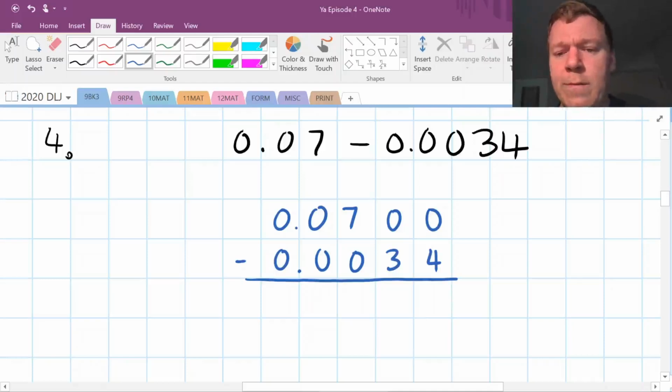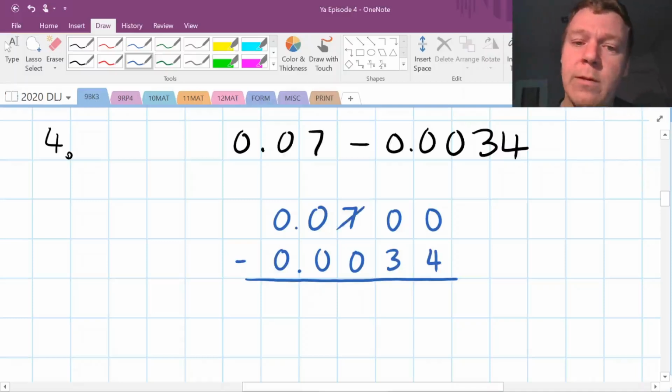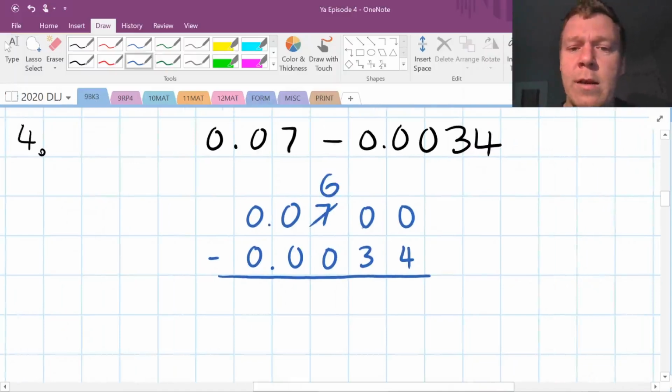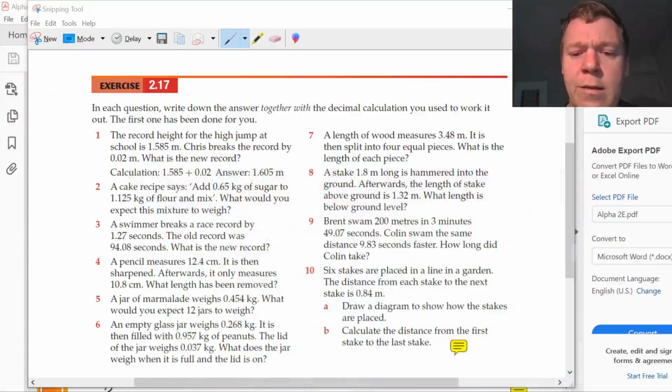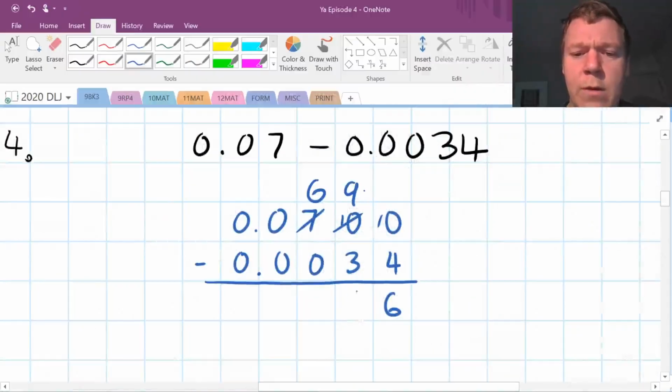So 0 minus 4, we can't do it. We need to borrow. We can't borrow from the column over, so we need to borrow from the next column over. The 7, we're going to cross it out, make it a 6, and bring 1 over into the next column. Cross that out, make it a 9, and bring 1 over. So 10 minus 4 is 6. 9 minus 3 is 6, and 6.